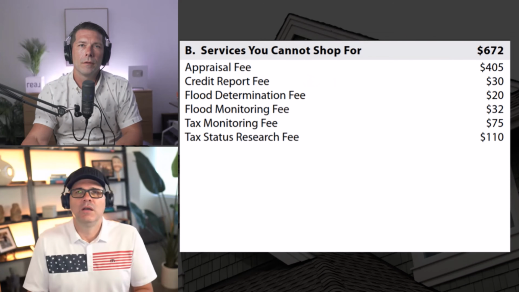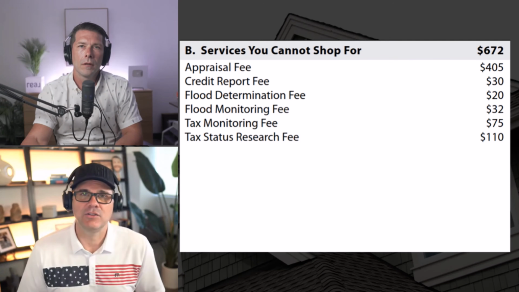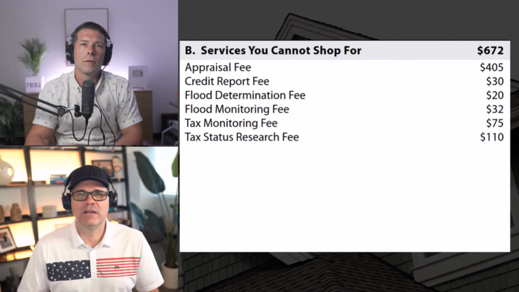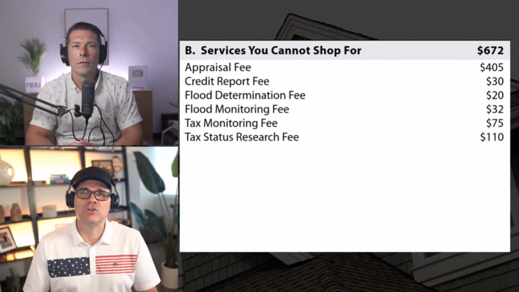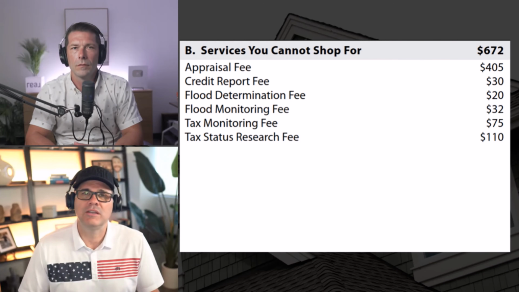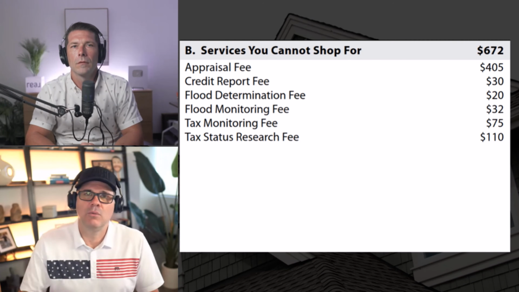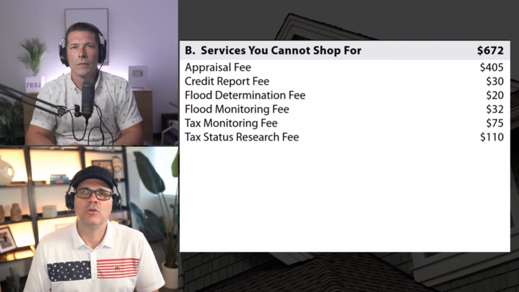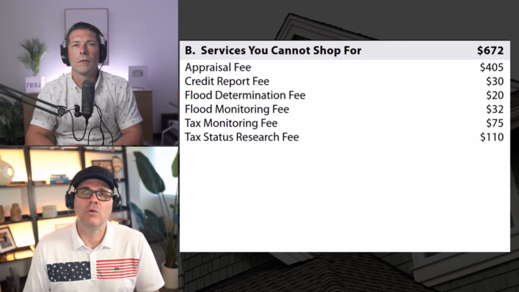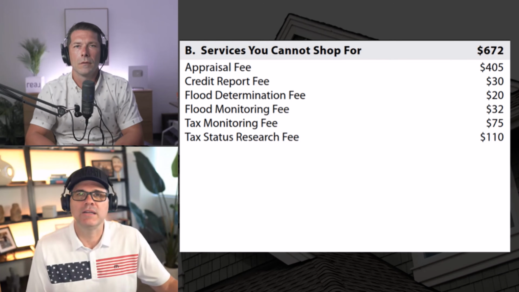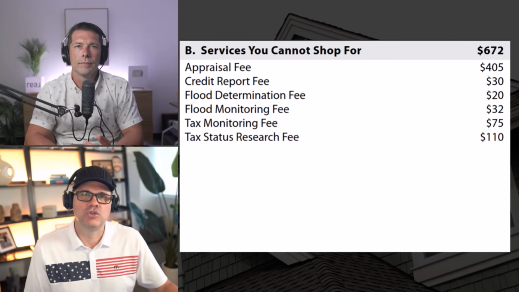So the next one here is services you cannot shop for. There are things in this transaction that you are going to be charged that don't come to me as the loan originator or the bank making the loan, but you don't get to shop for them. The simple ones are your appraisal. You don't get to select your appraiser. That was taken away long ago. You don't get to select the credit company. We have one credit company we work with. So you're going to pay those charges. It's not a profit to me. I'm only passing along the actual cost of those, but you don't get to shop for them.